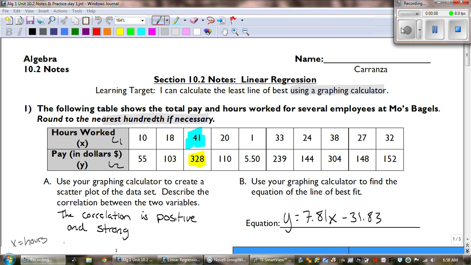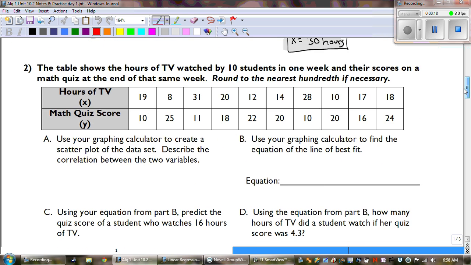Today we are continuing our discussion on linear regression. Now, we've already done problem number 1, so let's go ahead and move down to problem number 2.